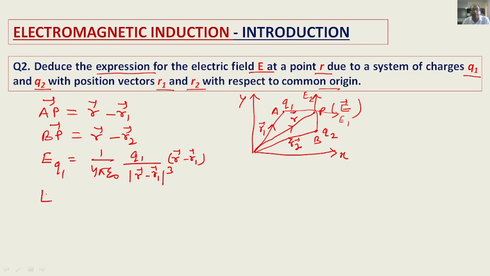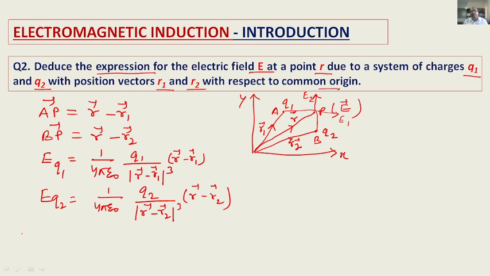Similarly, the field due to Q2 will be 1 by 4 pi epsilon 0. We know 1 by 4 pi epsilon 0 is equal to 9 into 10 power 9 Newton meter square per Coulomb square. So 1 by 4 pi epsilon 0 Q2 by the magnitude of R minus R2 cubed, times the vector R minus R2.